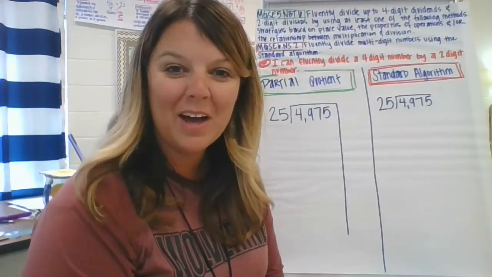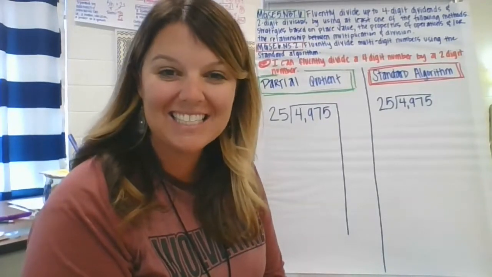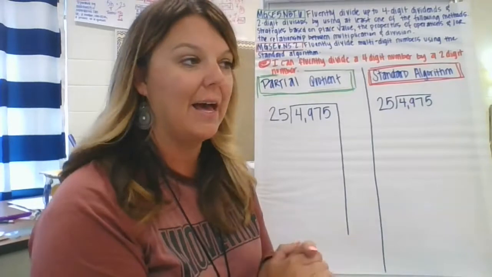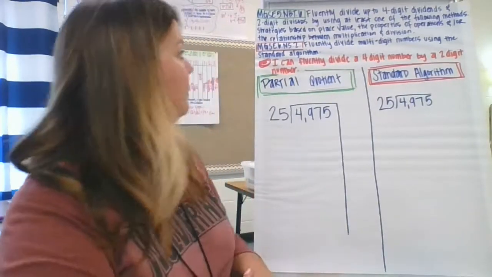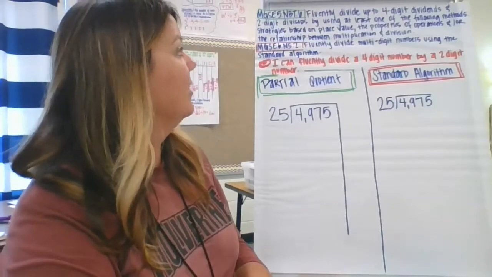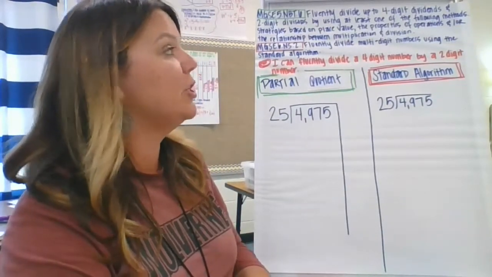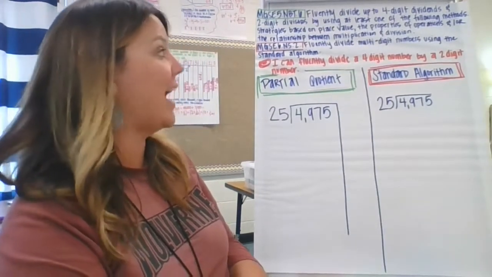Hello, hello. Welcome to your digital anchor chart for NBT6 and for 6NS2. So this is a division anchor chart. Basically, I'm going to show you two methods. And the fifth grade standard says that we can fluidly divide up to a 4-digit dividend and a 2-digit divisor.